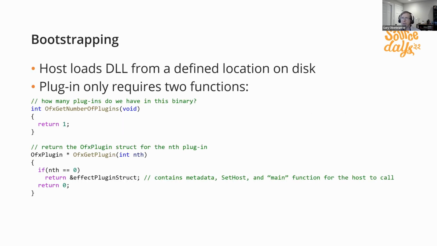So how does the actual bootstrapping process work? The host loads a DLL from some defined location on disk, and it initially finds and calls these two functions, OfxGetNumberOfPlugins and OfxGetPlugin, and it calls that n times, which is what allows a single DLL to contain many different plugins. And each time OfxGetPlugin is called, the plugin returns a struct with some metadata and a function pointer that gets used later on when the host calls the plugin to perform actions. We'll talk a little bit about that.